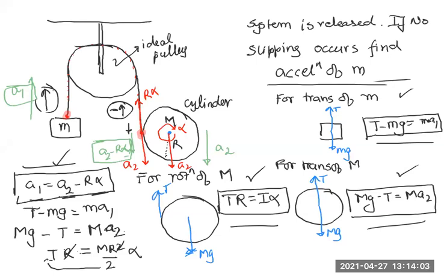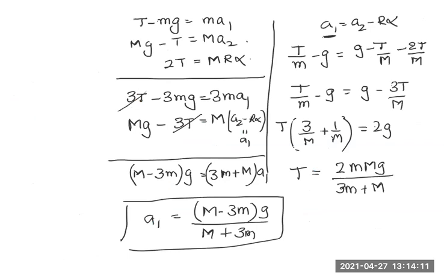Can anybody answer? Very good. Yes. So this is the acceleration we have found. This is the acceleration of the block. And if you want this acceleration of the block to be zero, then all you have to do is make the numerator zero. And that simply gives you that capital M must be equal to 3 times small m.